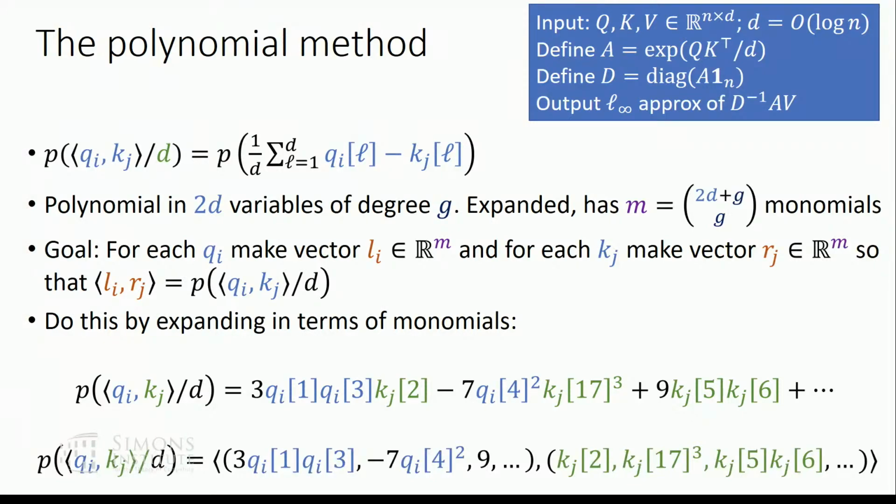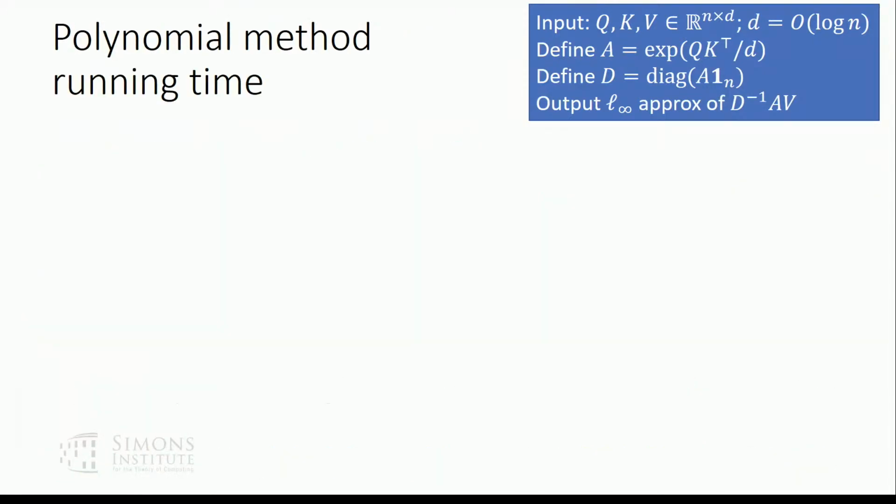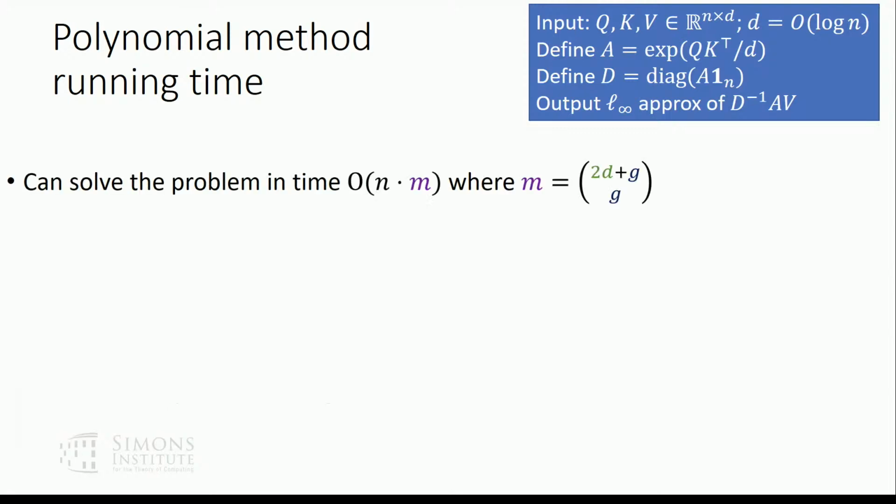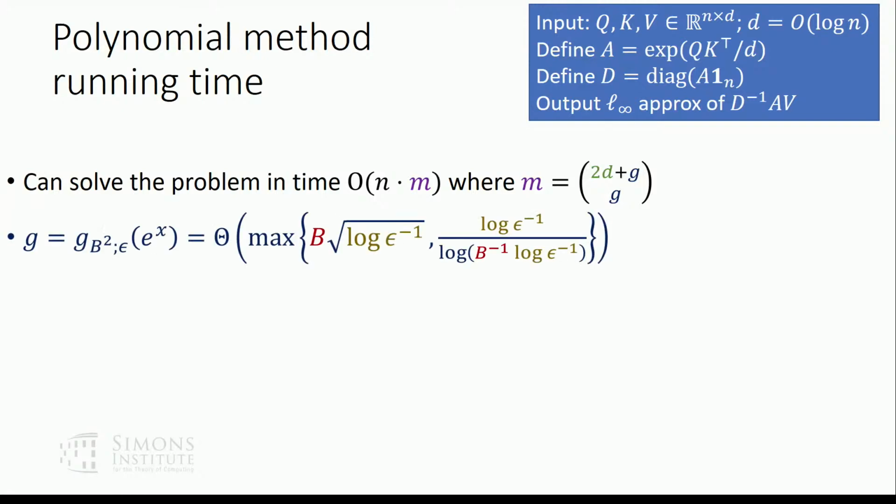Okay, so then what's the running time we get at the end? Well, what I just showed you is roughly you can solve the problem in time n times m, where m is this binomial coefficient. So let me remind you what all these things are. G is the degree of our polynomial approximating e to the x, which is this weird expression. And what are the other things? D is like order log n. Epsilon I'm going to think of as 1 over poly n. Okay? So now we can plug in some things into these expressions and see what we get.